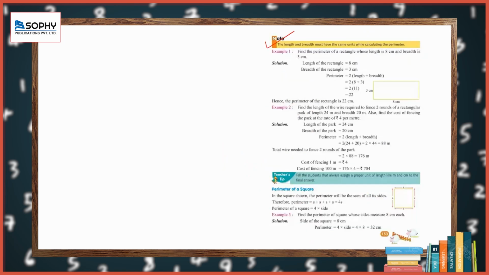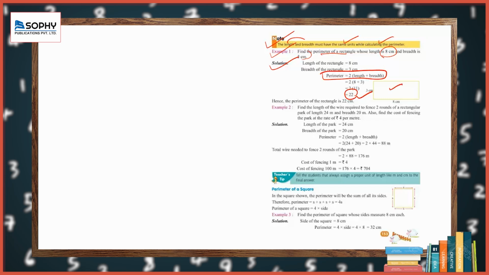Always remember, students, the length and breadth must have the same units while calculating the perimeter. For example, students, we have to find the perimeter of a rectangle whose length is 8 cm and breadth is 3 cm. So the perimeter will be 2 into length plus breadth, that is equal to 22 centimeters.